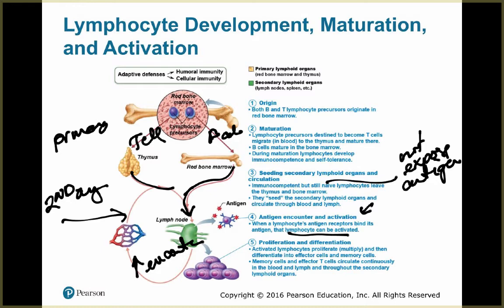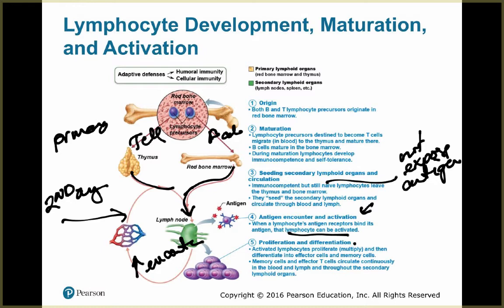So if the correct signals are present, if the antigen binds and everything is working right, the lymphocytes will complete their differentiation into active cells. And then the process of proliferation and differentiation happens. This is when activated lymphocytes proliferate, that's multiply, replicate, right? And then differentiate into effector cells and memory cells. Memory cells and effector T cells circulate continuously in the blood and the lymph and throughout the secondary lymphoid organs.